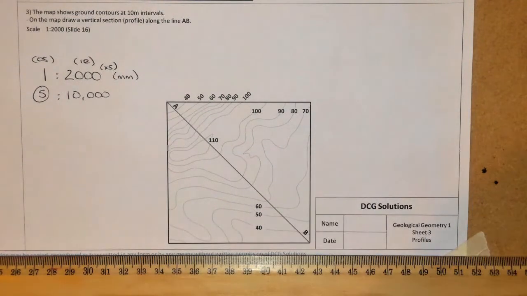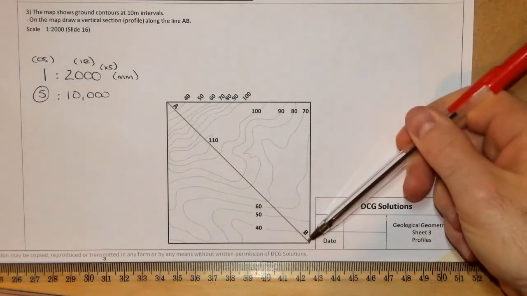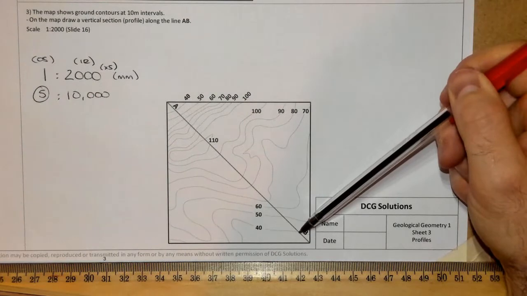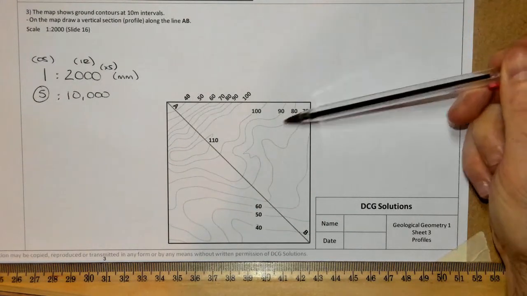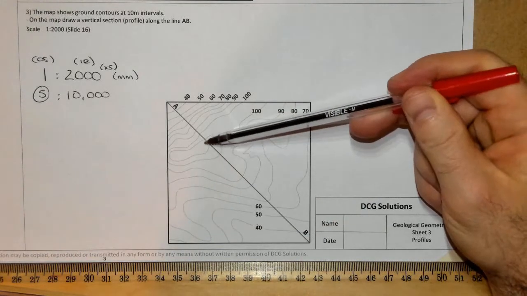So first of all, I am just going to look at my vertical section profile, AB, and see what the lowest is and what the highest is. I can see 40 contours passing through here, 50, 60, 70, 80, 90. So 40 seems to be my lowest, and my highest is 110.